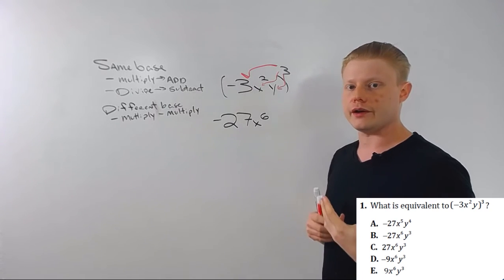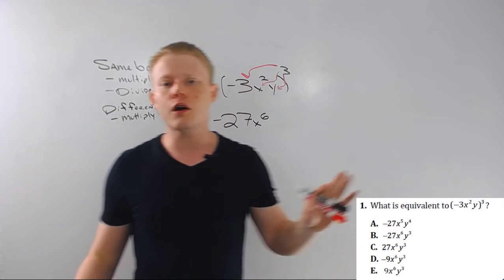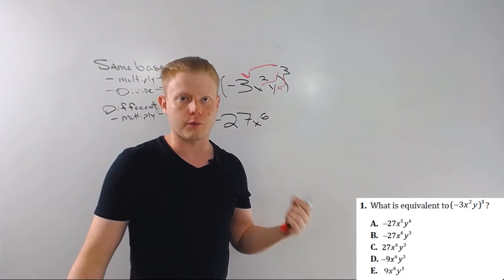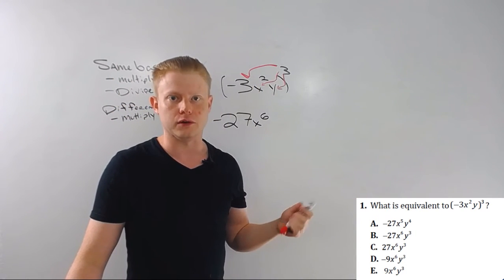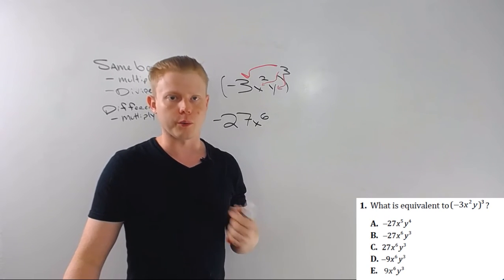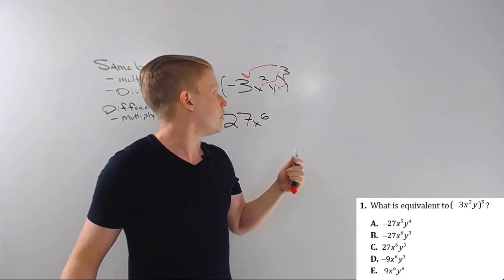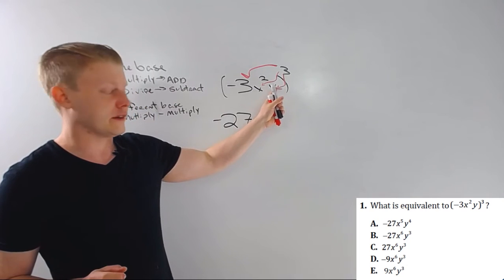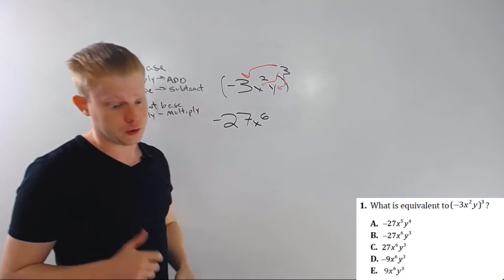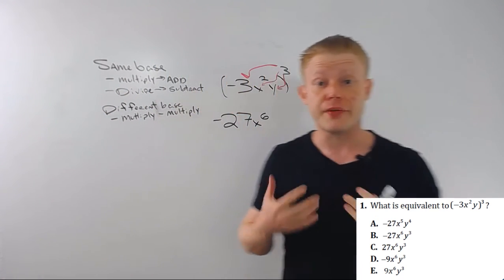So you really only have to do 2 parts of this. And you'll see that time and time again in a good multiple choice question, you really only have to do 2 or 3 parts, 3 or 4 parts, whatever it is. Of course, the last one, y to the first, 1 times 3, y cubed. So that's all there is on this.